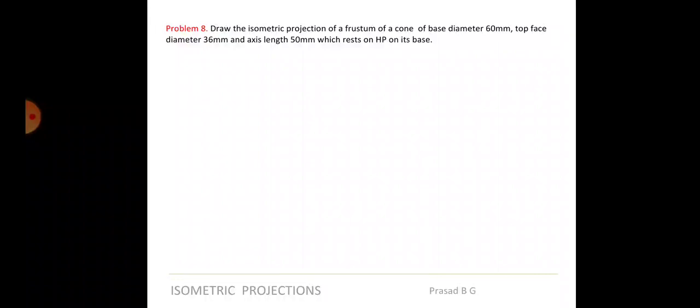So let us just take a question on frustum here. Draw the isometric projections of a frustum of a cone of base diameter 60 mm, but the top face diameter is 36 mm. That means the cone has been cut from between such that the top diameter will become 36. The base diameter will be 60, but the portion from where it is cut, the top face, will have the diameter of 36 mm. And the axis from that point to the top face is 50 mm. So you have to draw the isometric projection of this frustum of the cone.